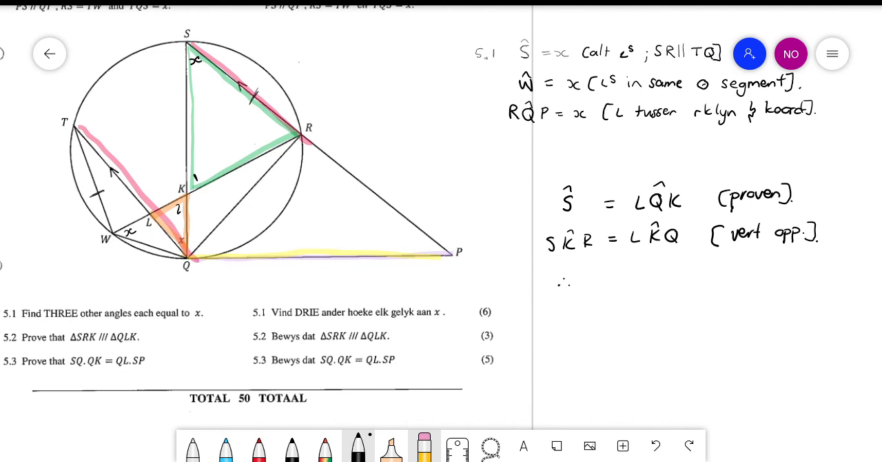Okay, and you'll see there isn't even a mark for the last one to say the third set has to be equal then as well. So this means that triangle SRK is similar to triangle QLK, and my reason is angle, angle, angle.